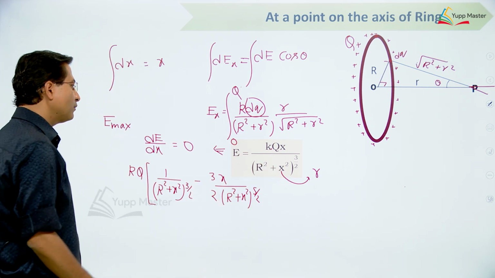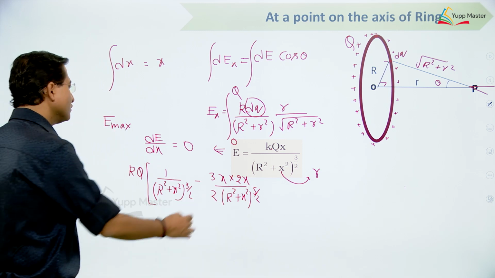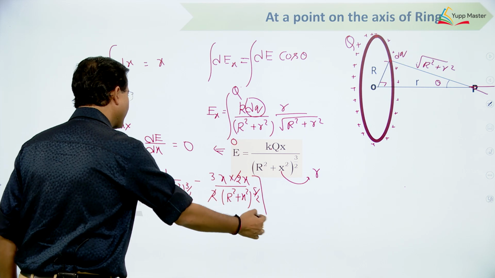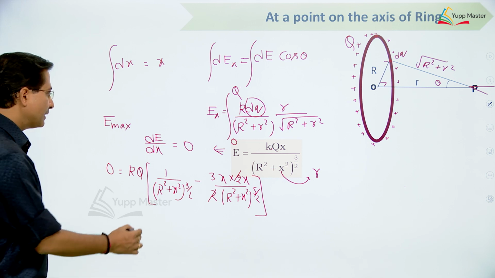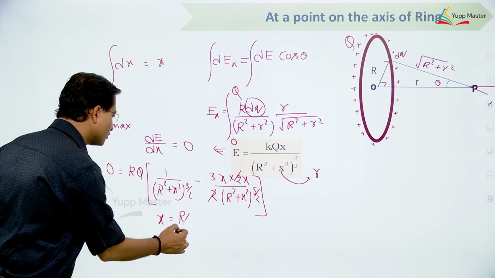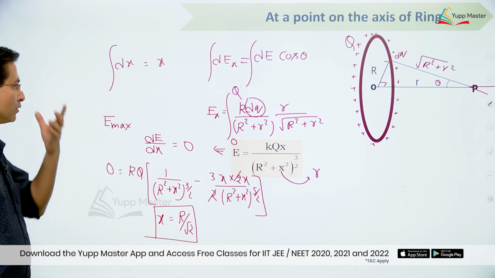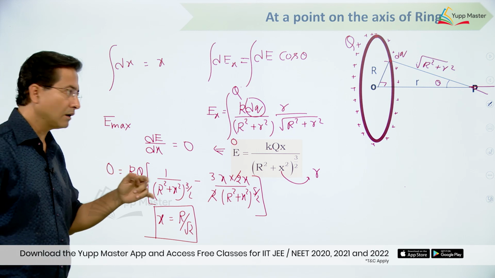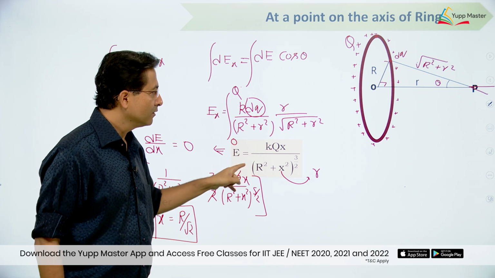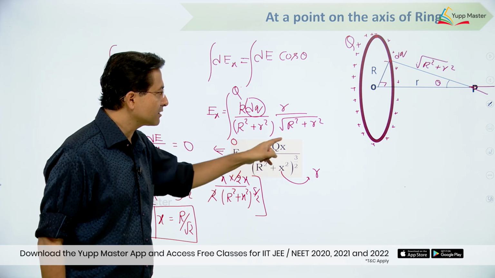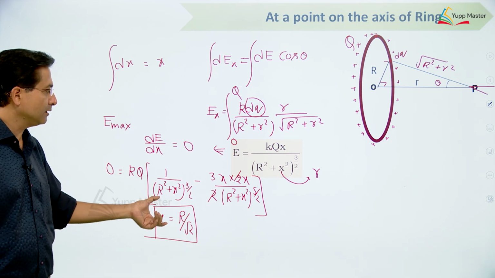Differentiation of x square will become what? 2 times x. So you can see this 2 and 2 will get cancelled out, and this we need to equate to 0. So when you equate this to 0, you will get x is equal to r by root 2. So for any such expression in future, we can directly say that field will achieve its maxima at x is equal to r by root 2. You can keep this point in mind.